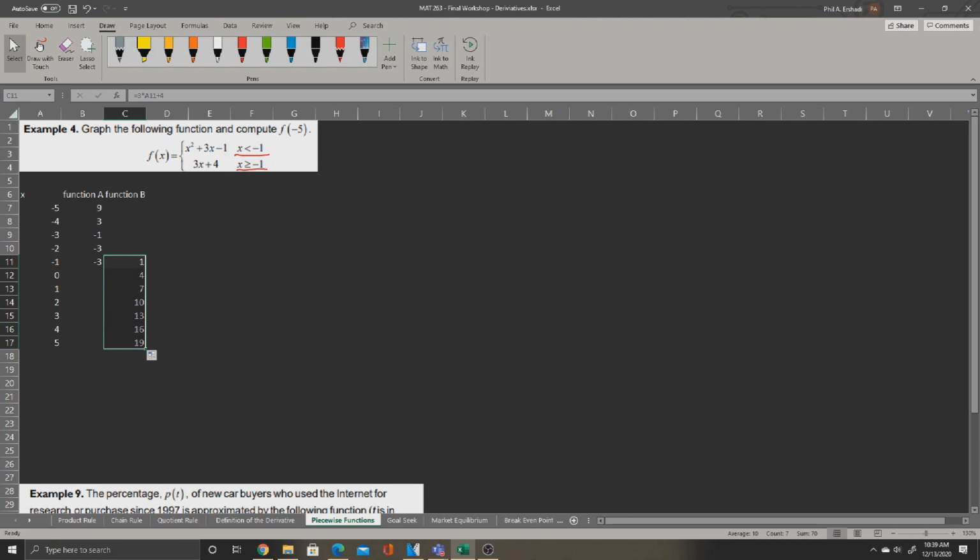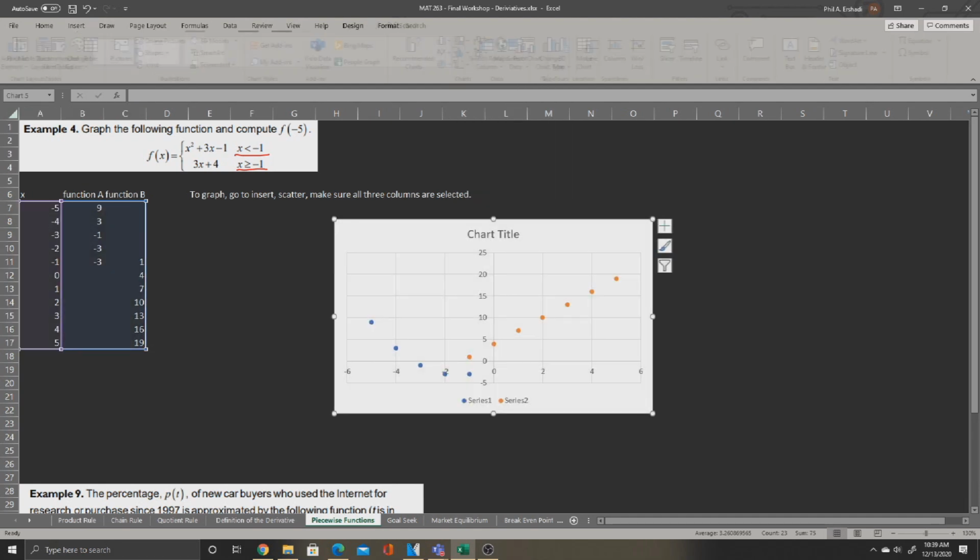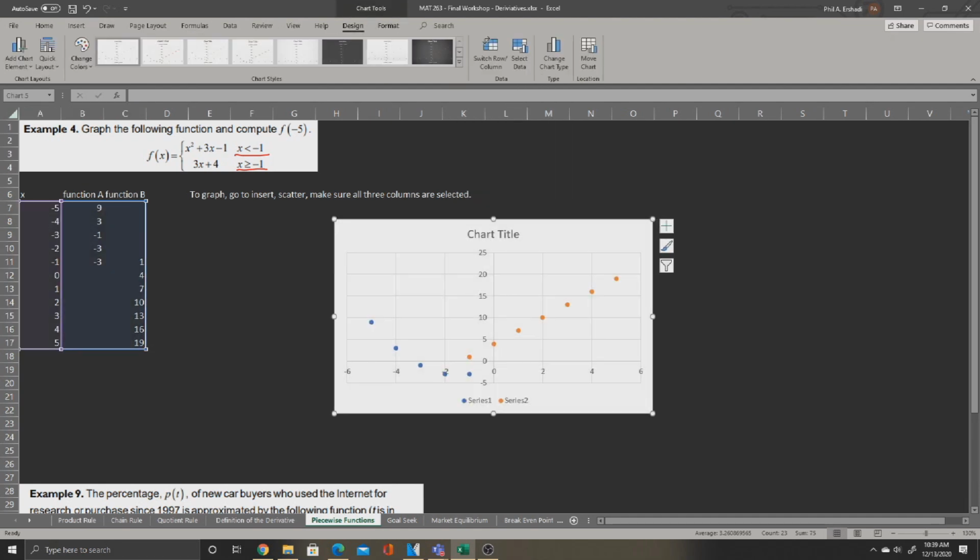So now that we've done this, to graph, go to Insert, Scatter, and make sure all 3 columns are selected. So we're going to get all of these. Insert, Scatter, which is the dots here. And so this would be our graph.